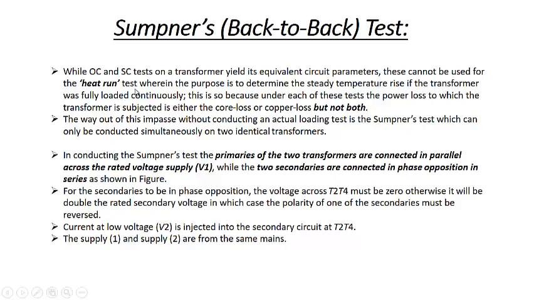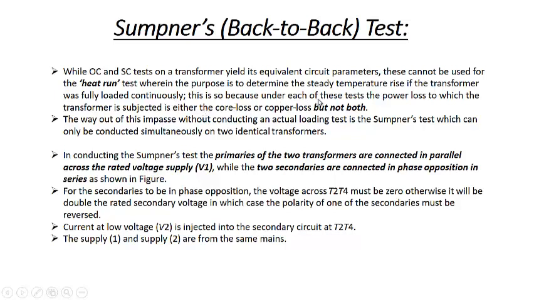While the open circuit test and short circuit test on a transformer yield its equivalent circuit parameters, these cannot be used for the heat run. That means heat will not be exactly equal to when the transformer is actually present in the, you can say, in the ground. So the heat run test, wherein the purpose is to determine the steady temperature rise if the transformer was fully loaded continuously. Because in practice it will be fully loaded, having both the losses simultaneously.